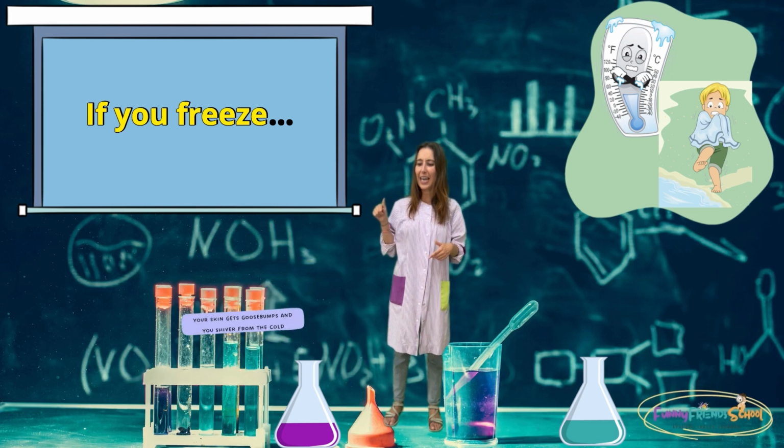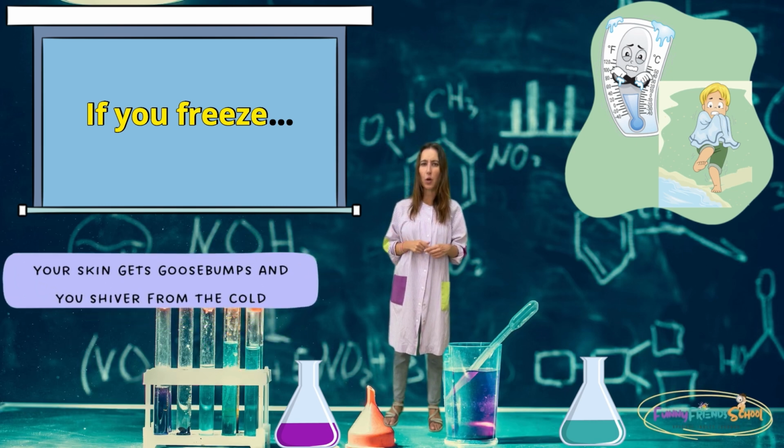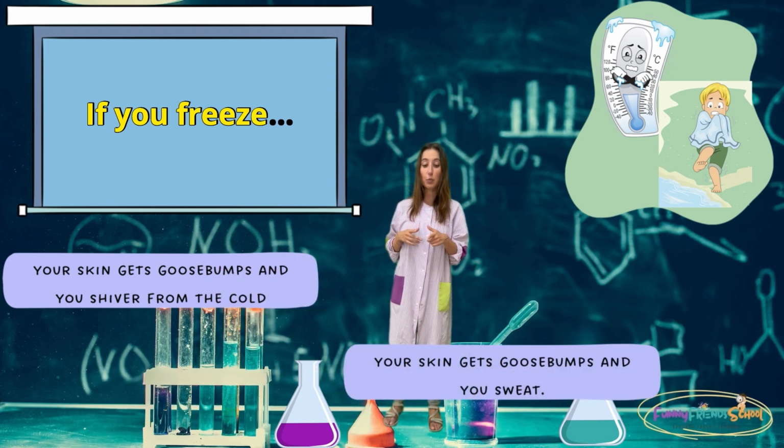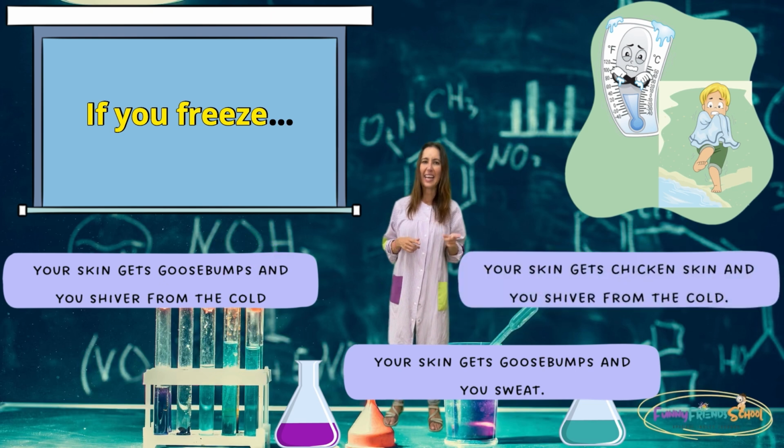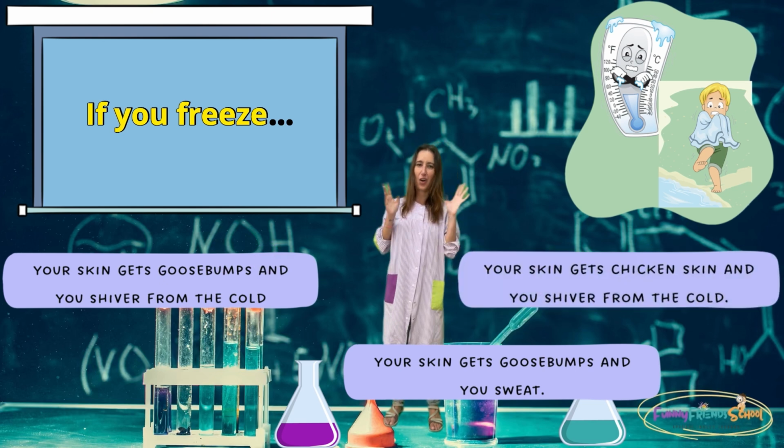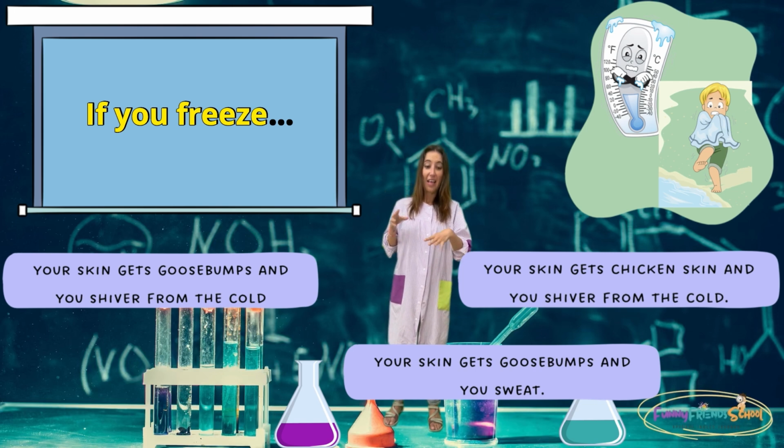Your skin gets goosebumps and you shiver from the cold. Your skin gets goosebumps and you sweat. Your skin gets chicken skin and you shiver from the cold. What's chicken skin? No, come on. That fact of having your hair erect, that is called goosebumps. And that happens when you are very cold. So that must be there, goosebumps.